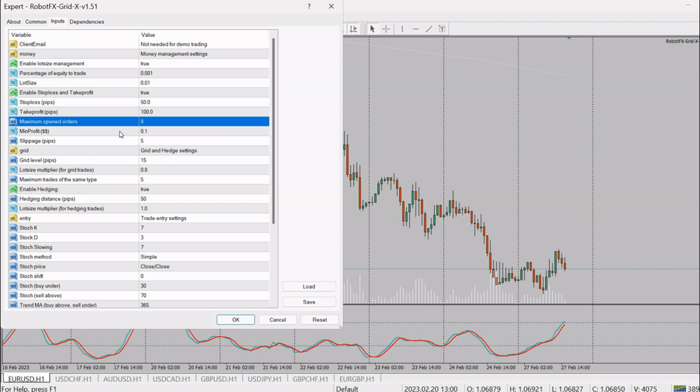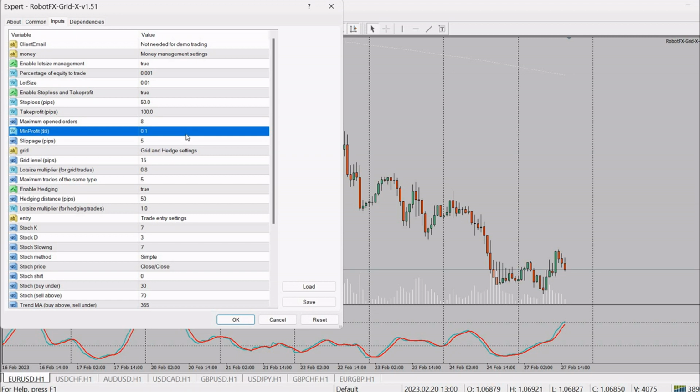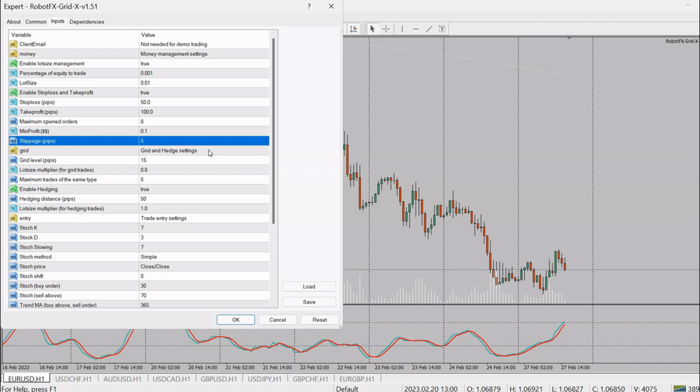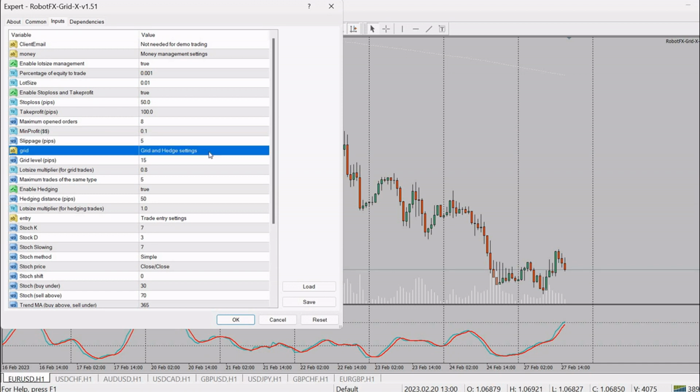So don't abuse it. There's a possibility to set a minimum profit. In this example of mine it is set to 10 cents, $0.1. It is in dollars. I will explain what it does later, and the slippage, which is in pips, and it's self-explanatory. And after that, we have the grid settings and also the hedge settings. And from here on, we have what differentiates this expert advisor from other expert advisors or from trading with the trend manually, and what makes it so special.